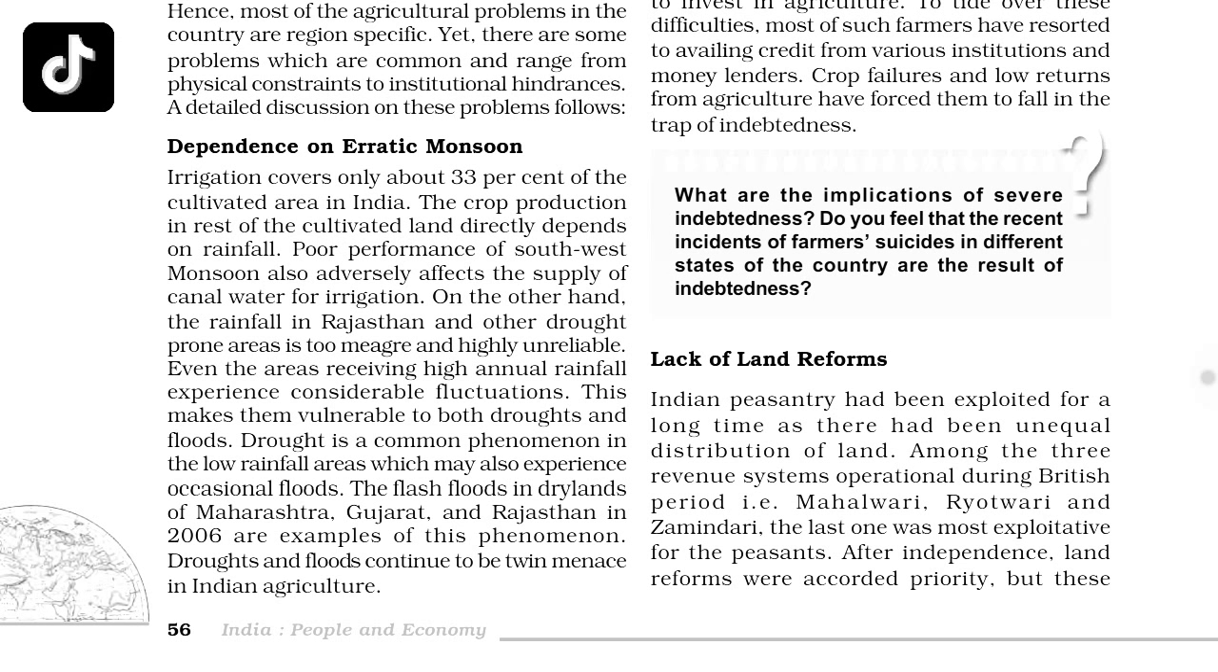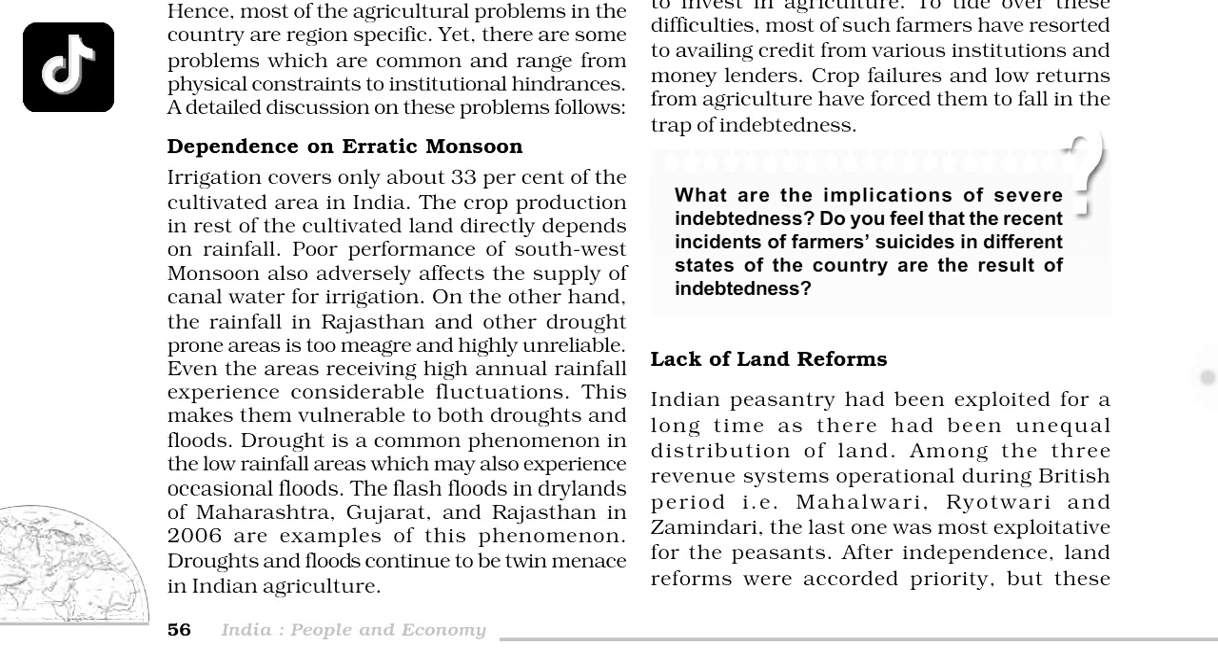Next is lack of finance. In lack of finance, basically the inputs are very expensive. Farmers have meager or no savings to invest. Crop failure and low returns have forced them to fall into traps of indebtedness. Okay, so these are the problems, and the solution can be that sources of credit at cheaper rates can be made available by the government.